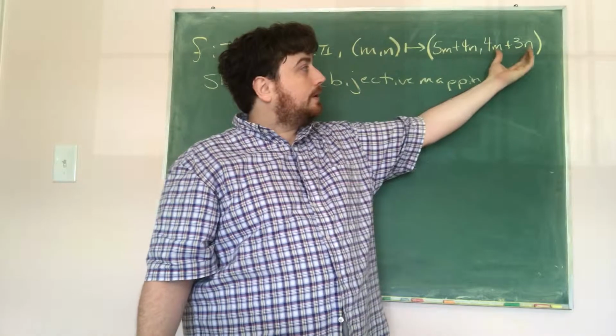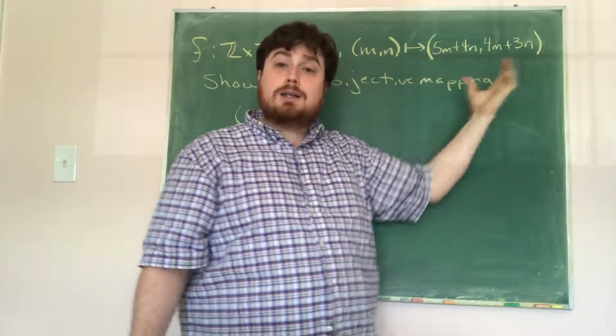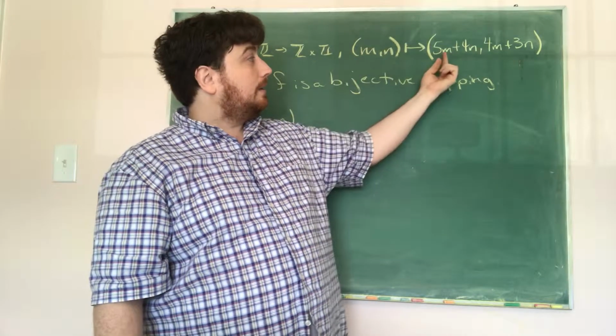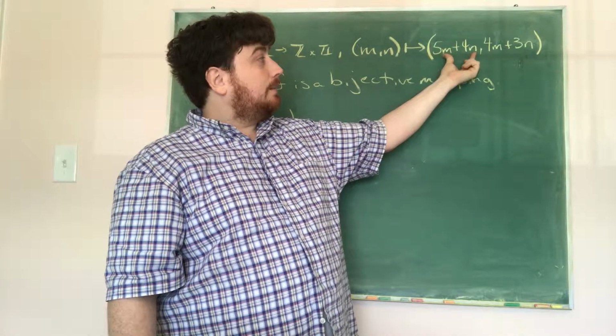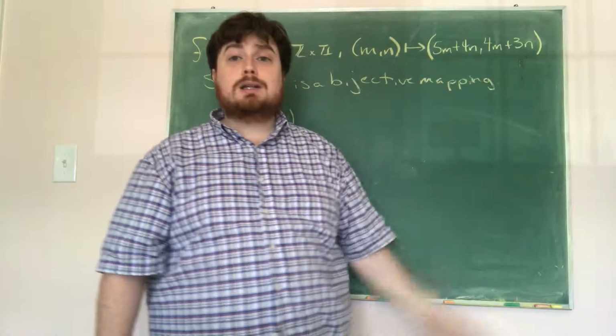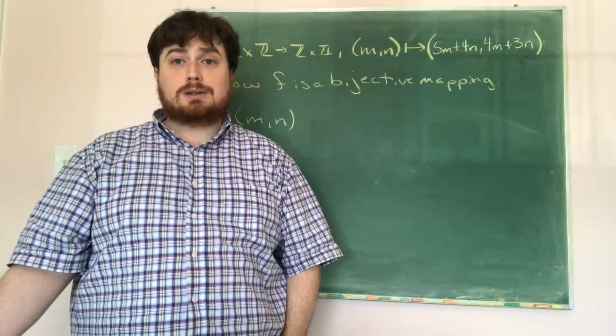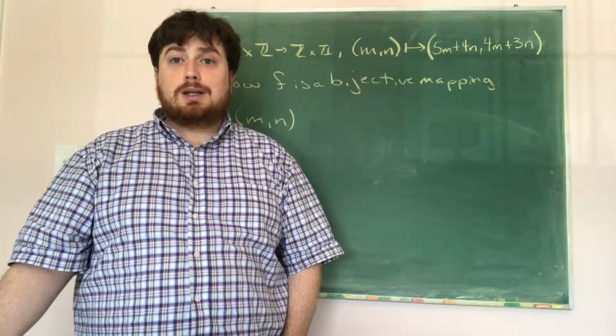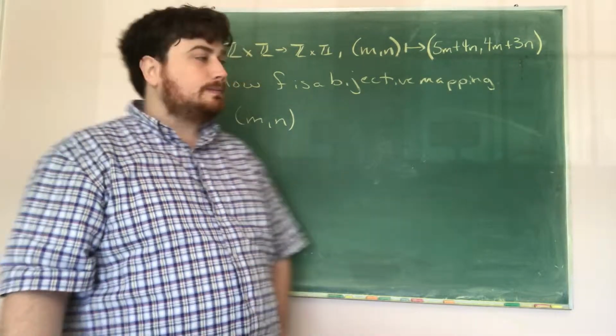If I do the same thing for this term, 4m + 3n, again, it is going to be a uniquely defined integer. So what we're checking here is to make sure that my image, (5m + 4n, 4m + 3n), is going to be uniquely defined in Z cross Z. That is, I get out one and only one answer. And in this case, I do.